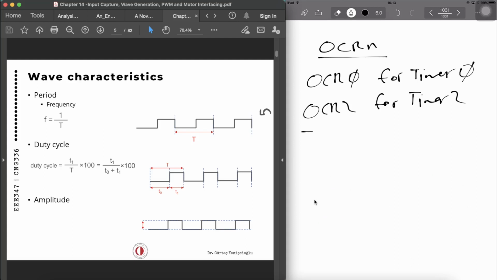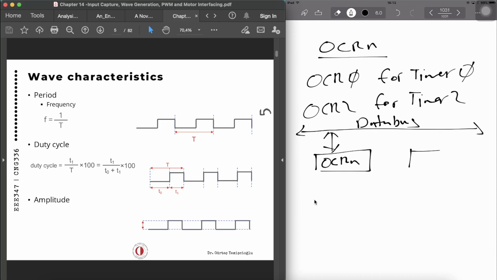So when we have the data bus, and we are getting a value from here, OCRn, and we have the TCNT register here, which is a timer register, these are compared in a comparator.